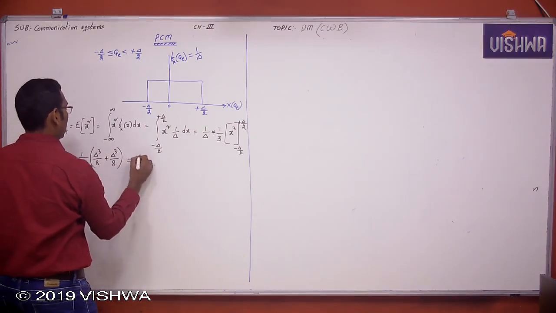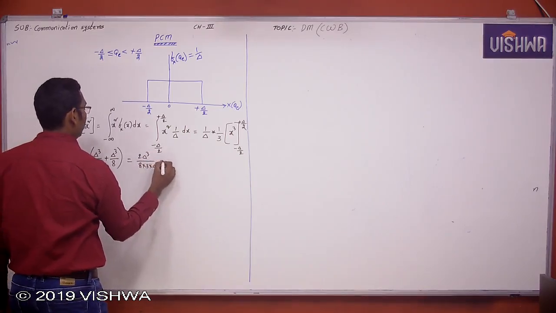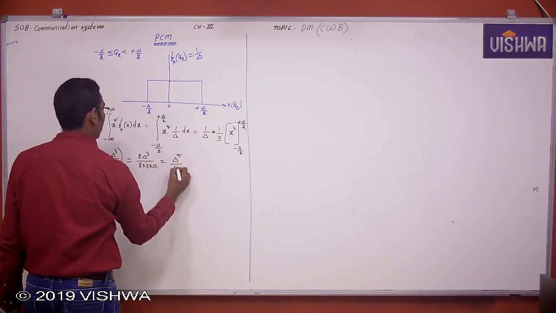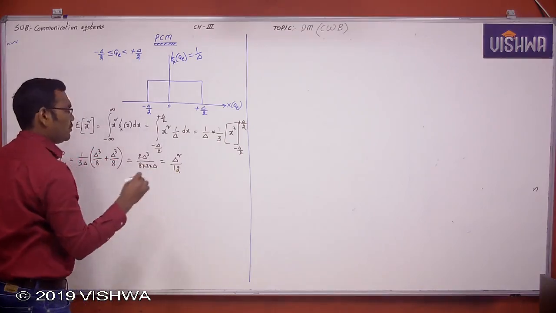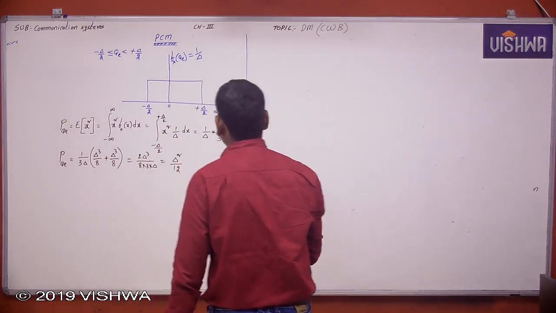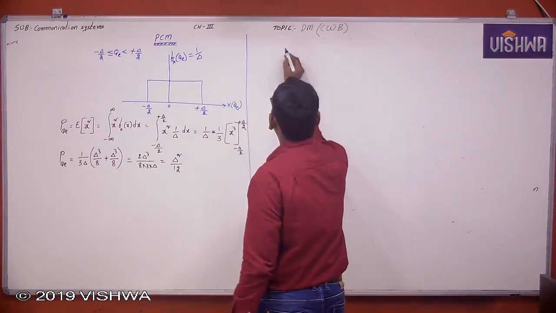Therefore, which is nothing but 2 delta cube by 8 into 3 into delta. So this is delta square by 12. You know this is the quantization noise power of a PCM system, which we already solved. Now in the same manner, can you find it in delta modulation?